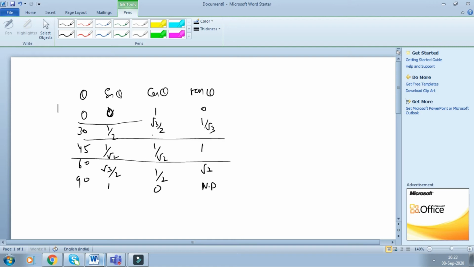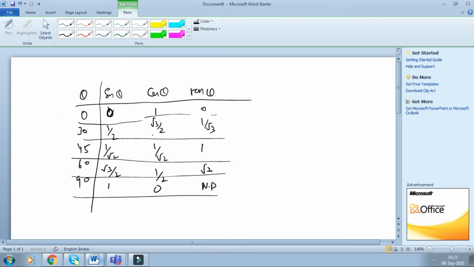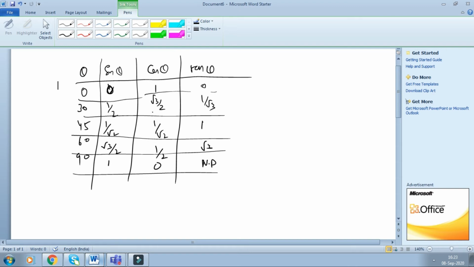But what will happen? These are the values that we learned in the 10th class, but these are the values only up to 90. Now what will happen if somebody asks the value of 210, or thetas which are more than 90? Then what do we have to do? We never learned this in the 10th class, so let us explore these things.